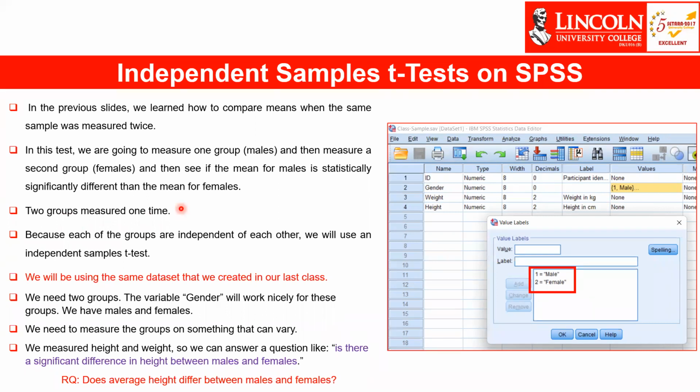We will be using the same data set that we created in our last class. This is the one we have been working with. So we need two groups. The variable gender will work nicely for this. We have male and female inside this variable. So we need to measure the groups on something that can vary.